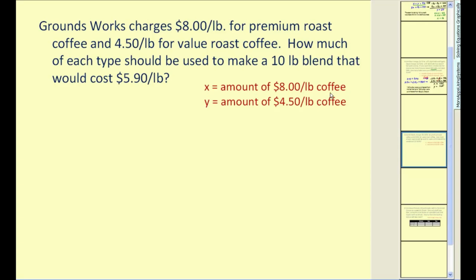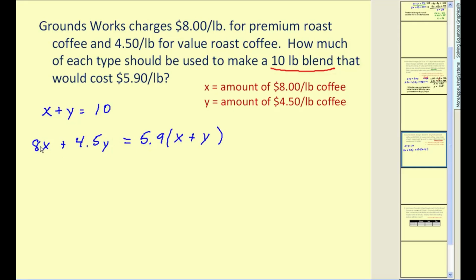X will be the amount of $8 per pound coffee, and Y will equal the amount of $4.50 per pound coffee. Since our blend will weigh 10 pounds, we can conclude that x plus y must equal 10. The next equation will be what I'll call either the cost or value equation. Every pound of x costs $8, so $8 times x plus every pound of y costs $4.50 must equal the value of the blend. Well, the value of the blend is $5.90, but it has to be times the amount, and the amount will be the sum of x and y.